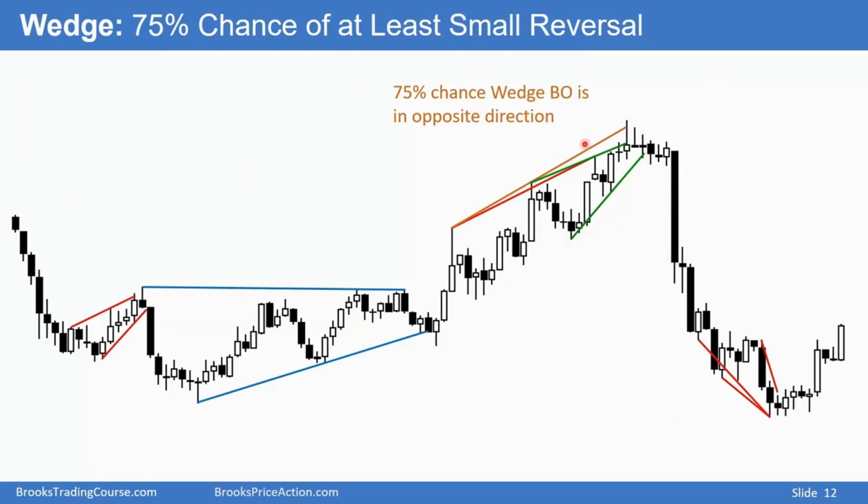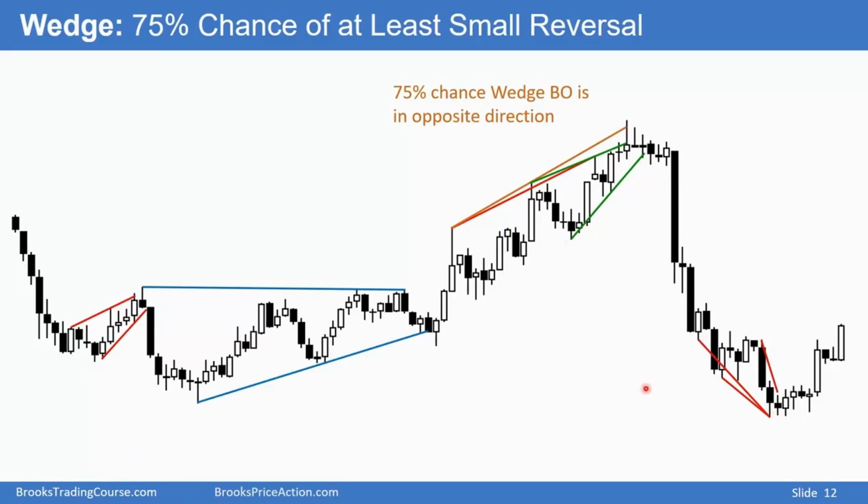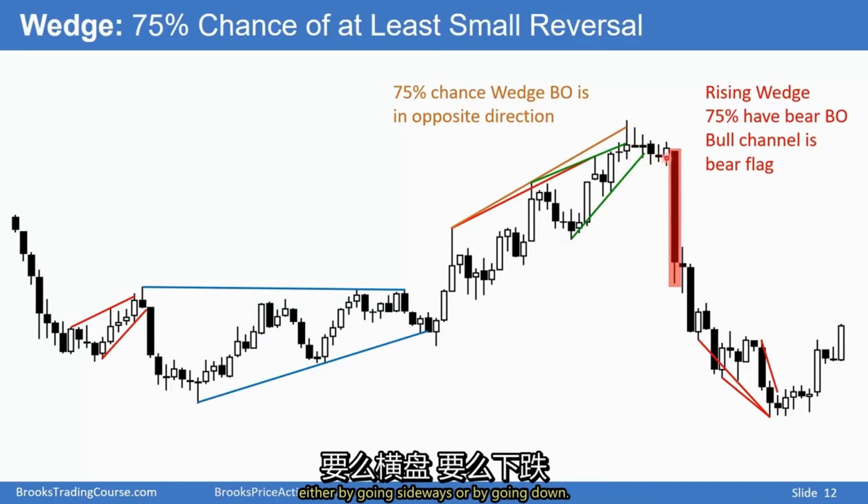Whenever you have a wedge, you assume there's going to be a 75% chance that you'll get a breakout in the opposite direction. A wedge bear flag, you expect a reversal down. A wedge top, you expect a reversal down. Wedge bottom, a downward sloping wedge, you assume you get an upside breakout. A rising wedge, 75% chance you'll get a break below the bottom of the wedge, either by going sideways or by going down.